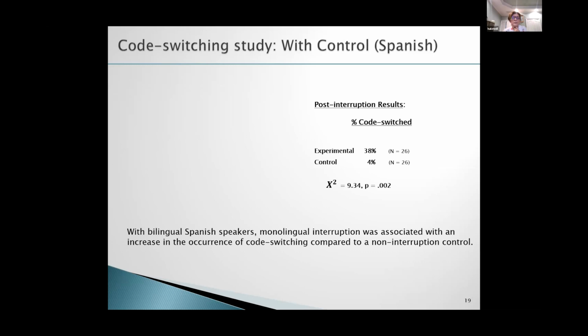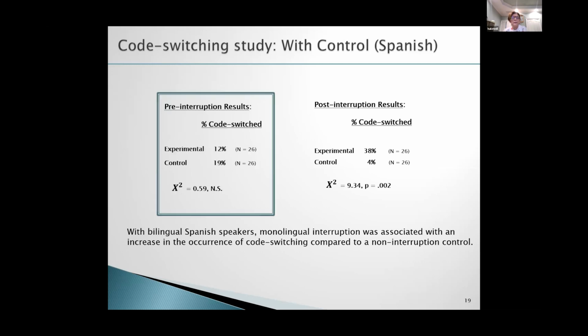The next slide shows that for the experimental group, 38% code switched following the post-interruption, and for the control group, only 4%. And so this was significant. One more click, Doctor. Yes, and for the pre-interruption, for experimental it was only 12%, and for control it was 19%. Therefore, it seems that the interruption plays a role in code switching.